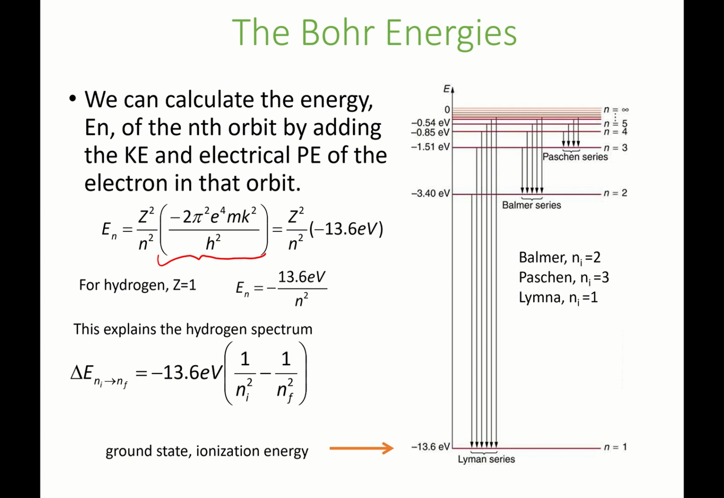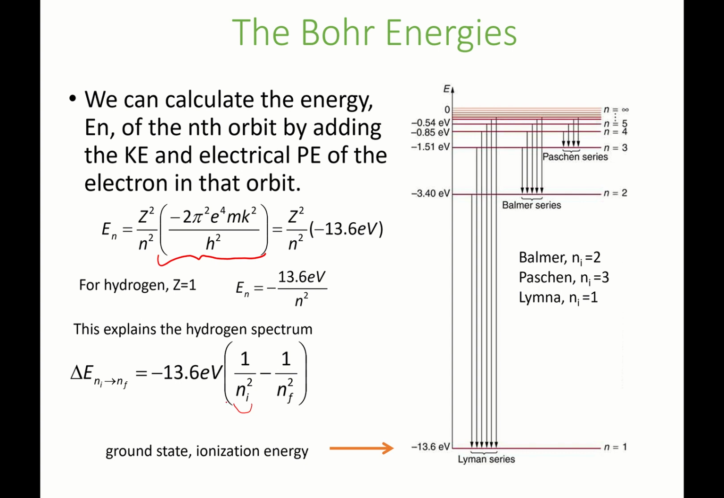For hydrogen, remember Z equals 1, so our equation for the energy is just minus 13.6 divided by n squared. When we jump from one orbit to another, we go from one value of n to another value of n. So the energy change is just minus 13.6 eV times 1 over the initial n squared minus 1 over the final n squared. We can use that to give us the energy of the light that's emitted.